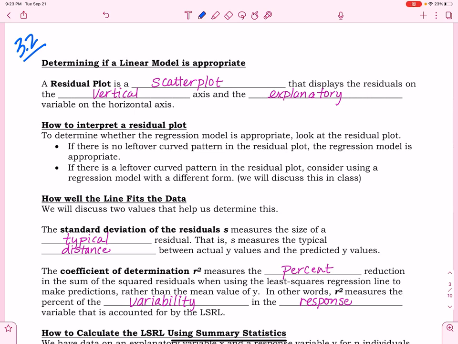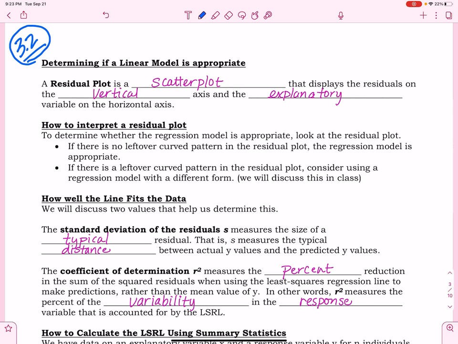Okay, AP Statistics. In this video, we are continuing through our Unit 2 notes, and we are continuing in 3.2 in the book. That's section 3.2 in the notes and in the book. So in this video, we're going to talk about how we determine if a linear model is appropriate, and then we're just going to kind of finish up the notes here. So determining if a linear model is appropriate.